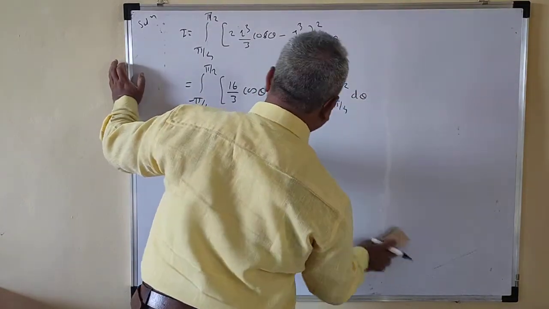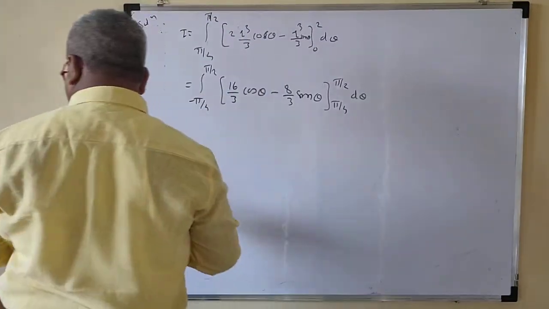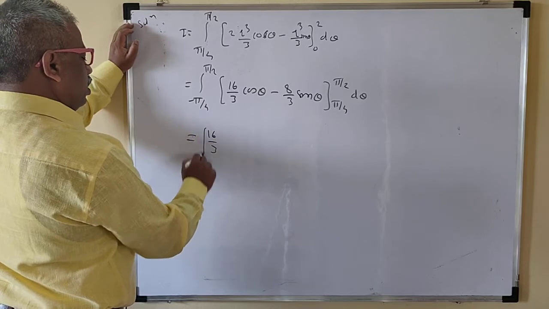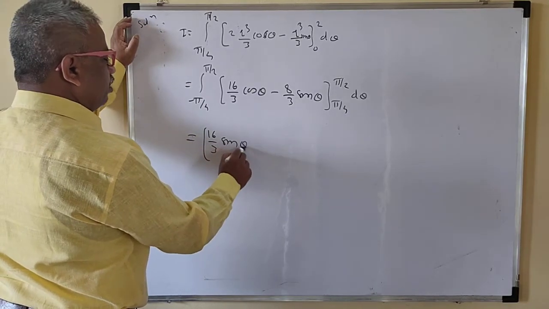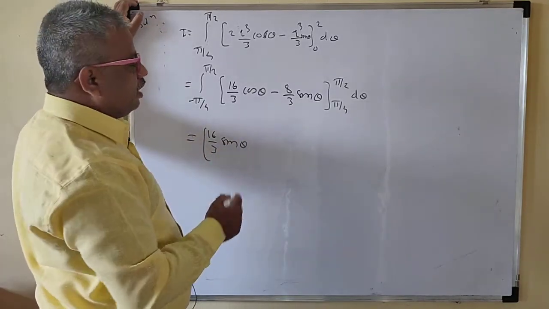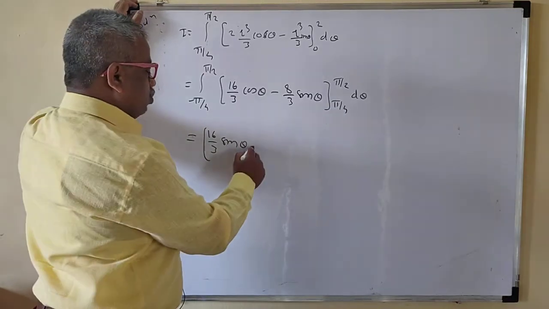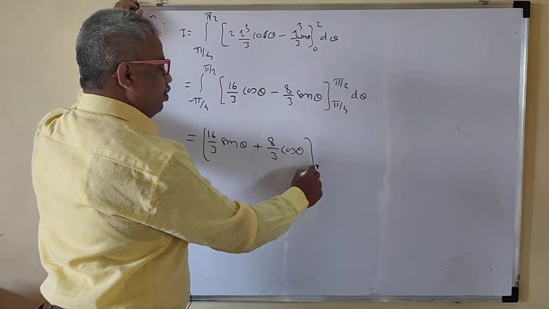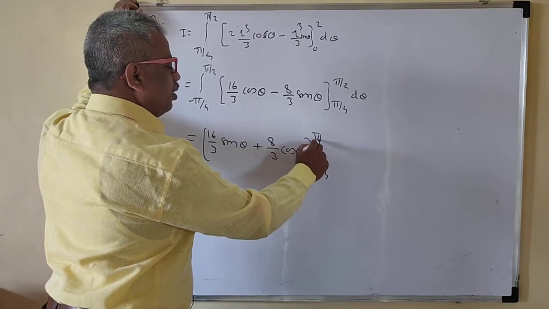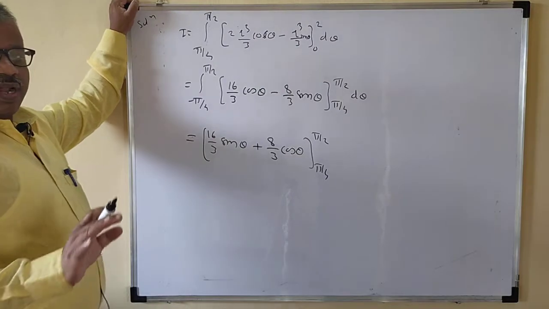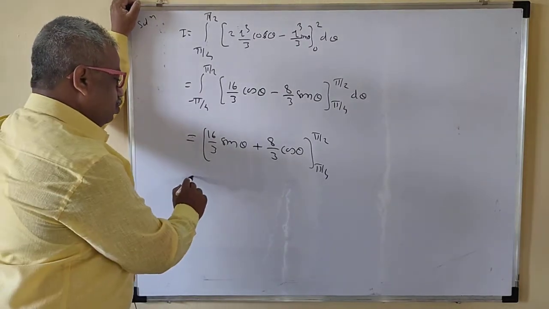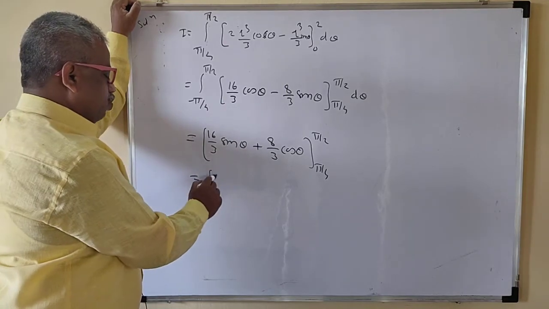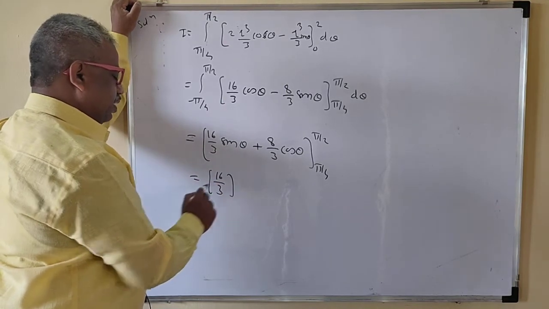We will integrate this. So this is 16 by 3. Integration of cos theta is just sin theta, and integration of sin theta is minus cos theta, so this becomes plus 8 by 3 cos theta, from pi by 4 to pi by 2. You know that sin pi by 2 is 1 and cos pi by 2 is 0. So if you put the upper limit, sin pi by 2 is 1, so we only get 16 by 3.